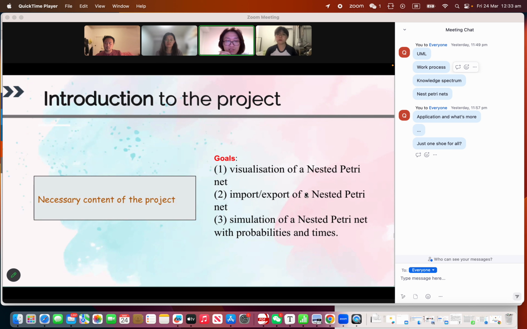Finally, the third goal is simulation of nested Petri nets with probabilities and times. This involves creating a simulation agent that can handle the probabilistic nature of nested Petri nets, as well as incorporating timing constraints to represent real-world systems. I finished my part.